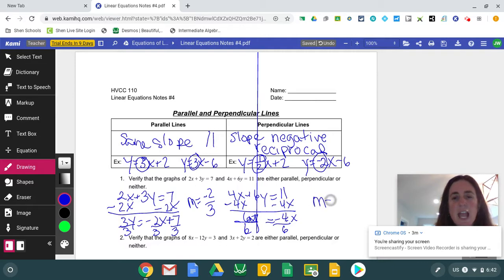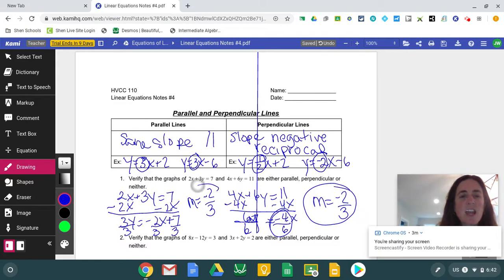So that means my m, even though it doesn't look like it, I could take this m and divide each of these fractions by 2. So it'd be negative 2/3. And now see, the m of this and the slope of this equation are the same. So the lines are parallel. They had the same slope.